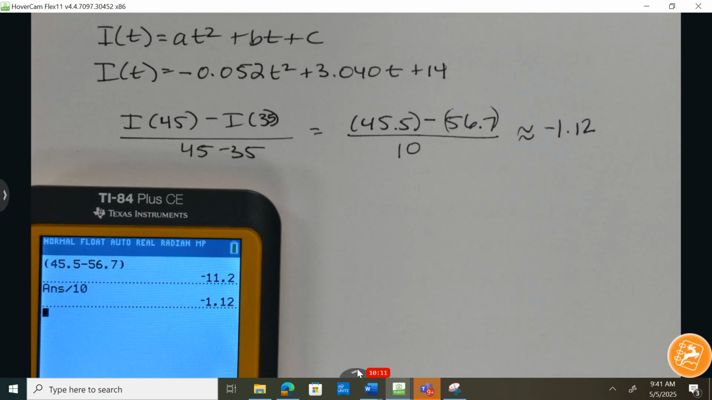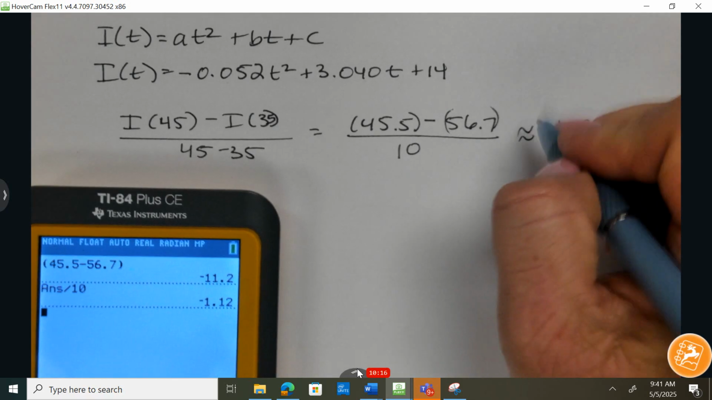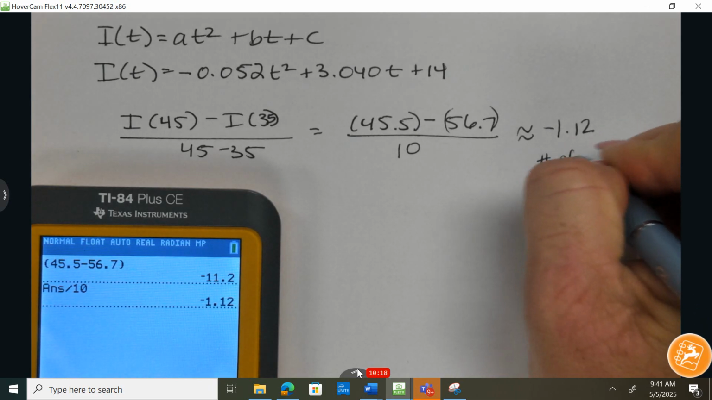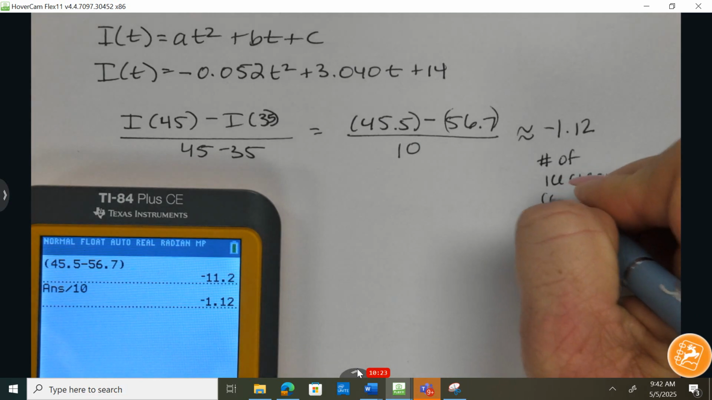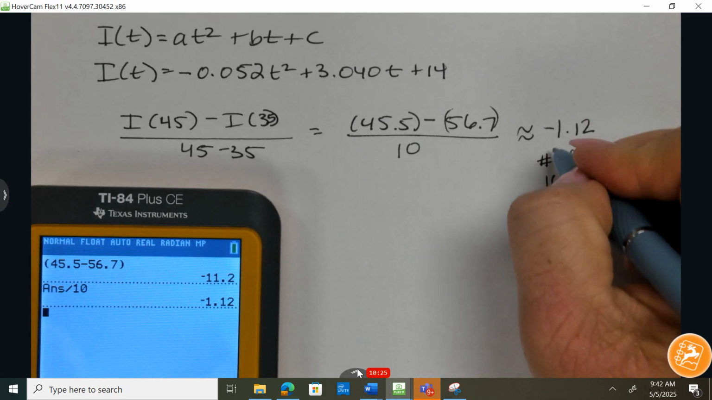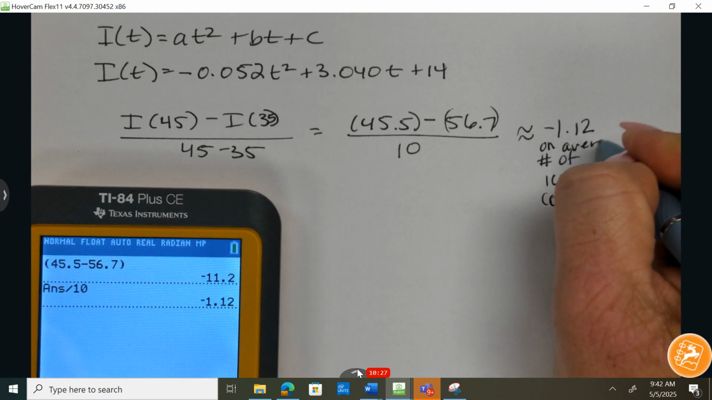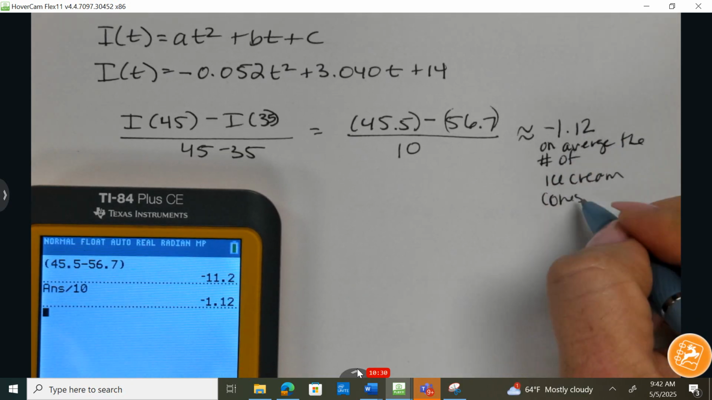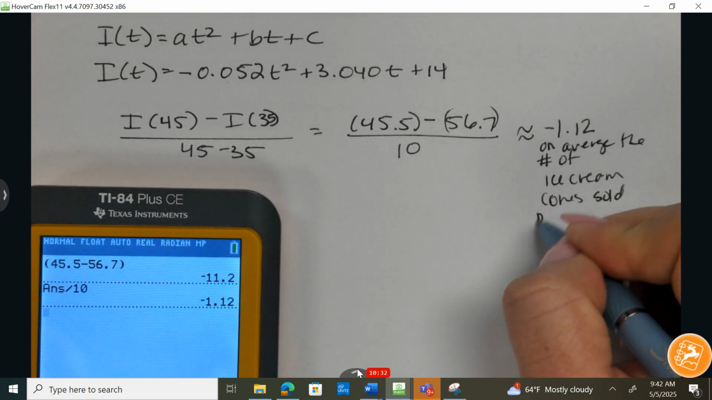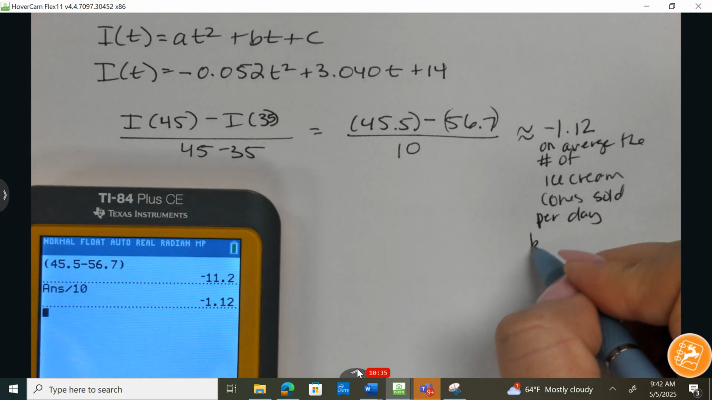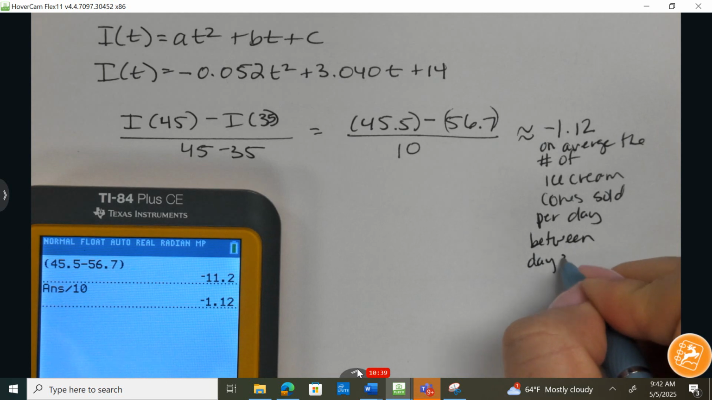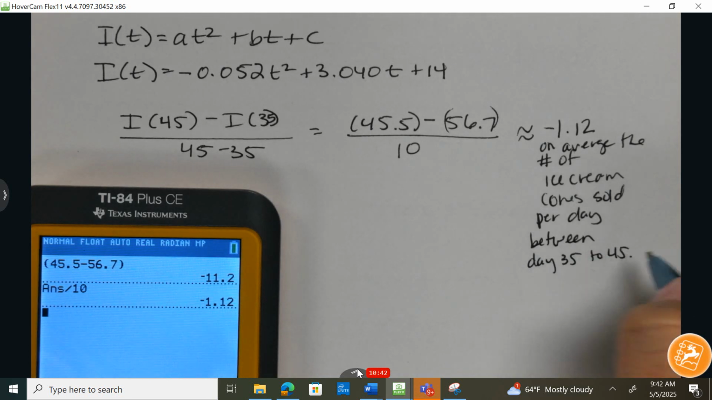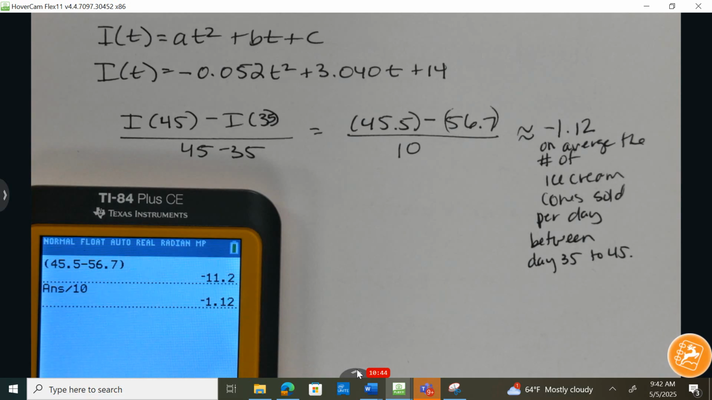So this is talking about the number of ice cream cones sold per day. Ice cream cones, let's see, on average, the number of ice cream cones sold per day between day 35 to 45. Make sure to be specific within the context of the problem.